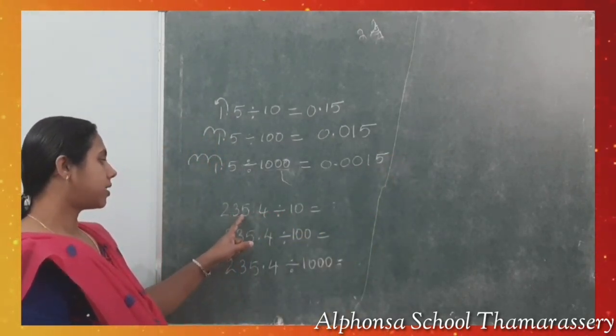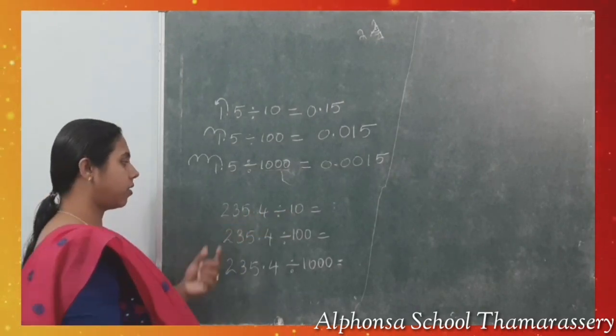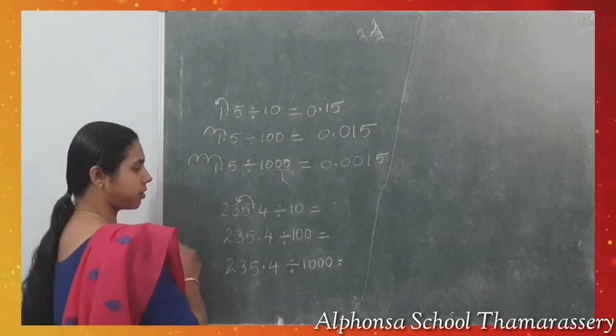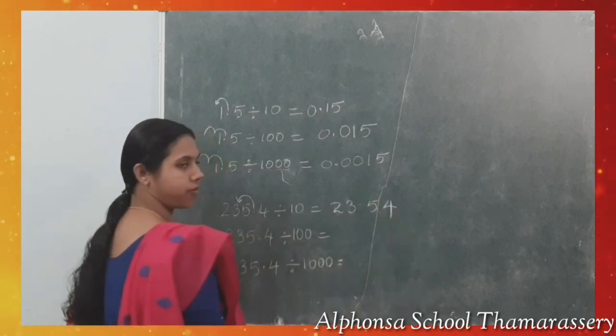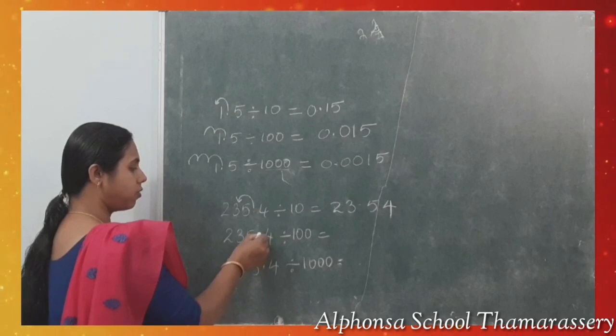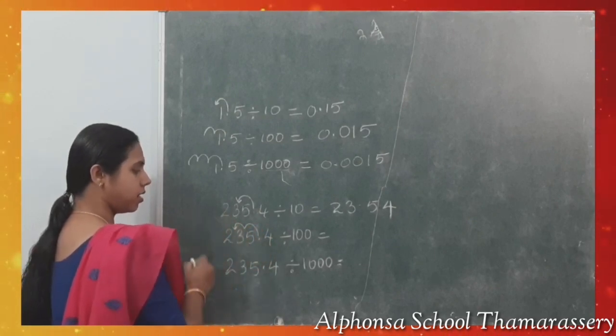Now 235.4 divided by 10. So the decimal point will move 1 place to the left. So it will be 23.54. Divided by 100, the decimal point will move 2 places to the left. 1, 2. So now it will be here. So what is the answer?